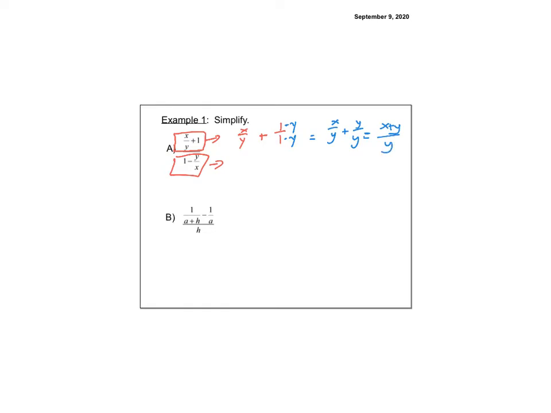All right, the other part over here, we've got a 1 minus y over x. What's the common denominator? x.